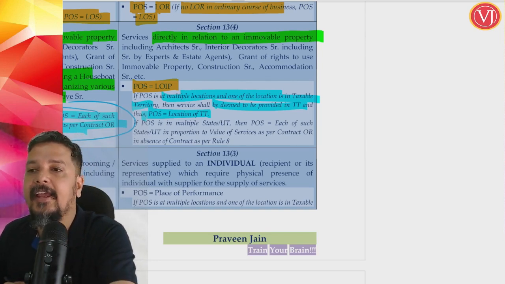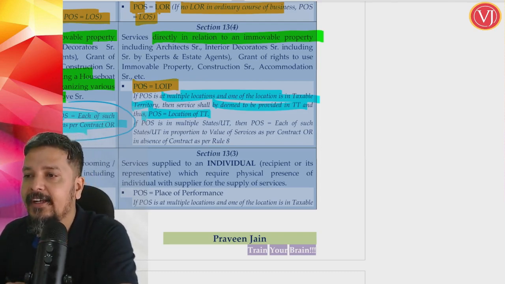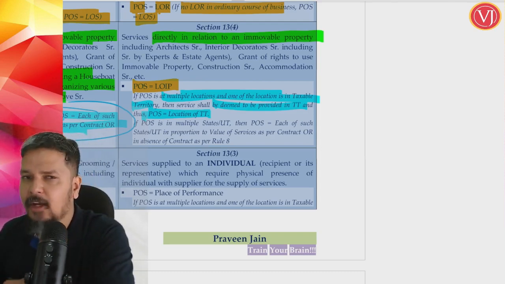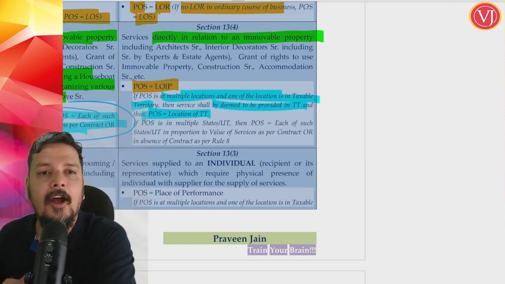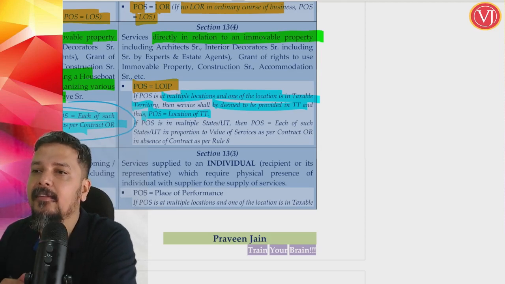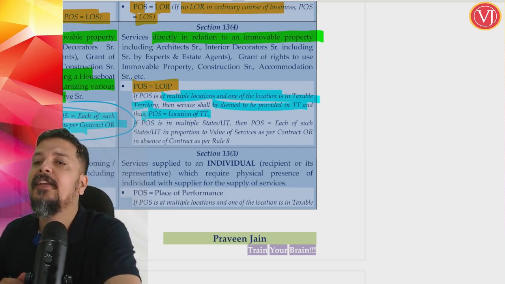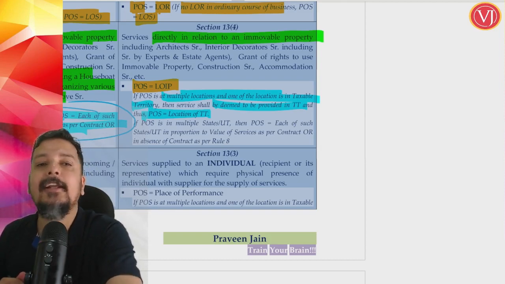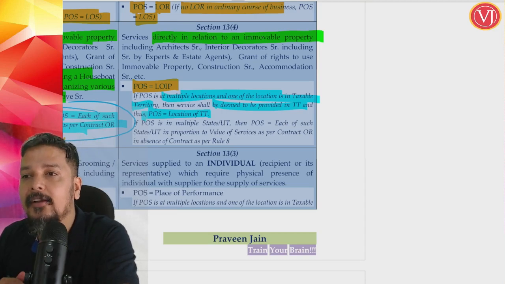Supposing you're staying 3 days in an immovable property in India, 10 days in an immovable property outside India in the same package. You're not talking about two separate packages. In the same package, they'll forget about outside India. Place of supply is location in taxable territory. Location in, which means they want to make it fully in India. They don't have any intention to lose the revenue.